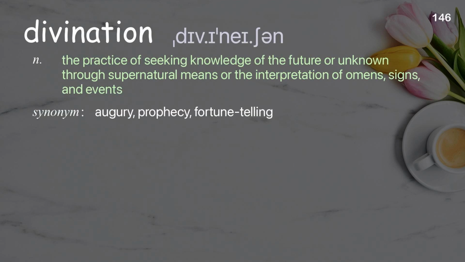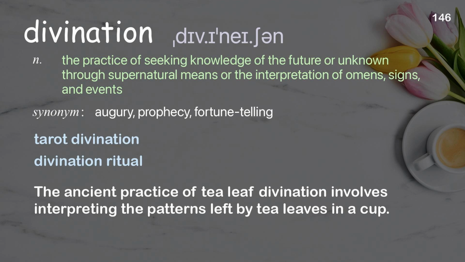Divination. The practice of seeking knowledge of the future or unknown through supernatural means or the interpretation of omens, signs, and events. Examples: tarot divination, divination ritual. The ancient practice of tea leaf divination involves interpreting the patterns left by tea leaves in a cup.